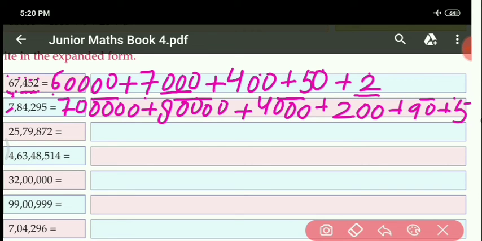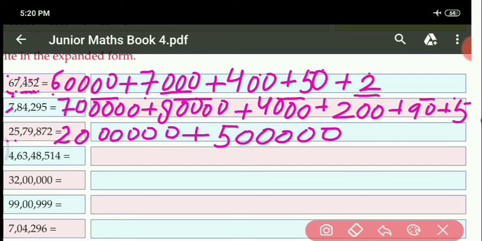Okay, similarly we can do the next part also. Here is given 25,79,872. Here what will be? 2 is given at 10 lakh place, so 2 after how many 0s will be? 6 zeros. Okay, I am writing here 2 after 6 zeros: 1 2 3 4 5 and 6. Plus, it is long, so I will do this question downside also. 5 is given at lakh place, so 5 after how many 0s will be? In lakh place how many 0s? 5. So make here 5 zeros.